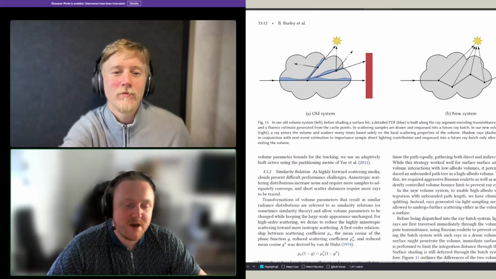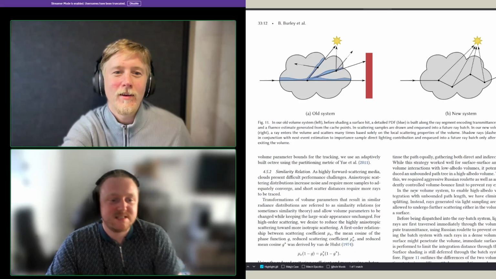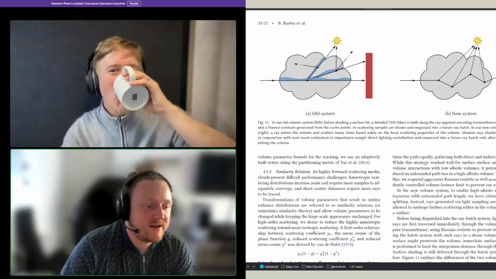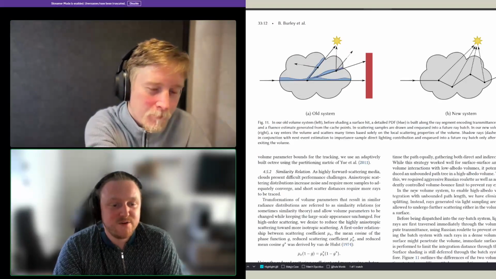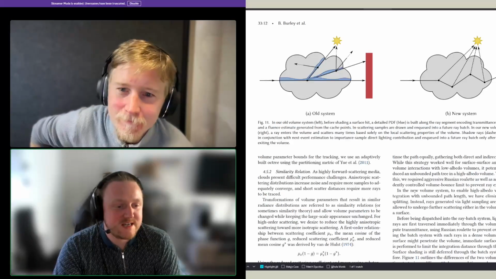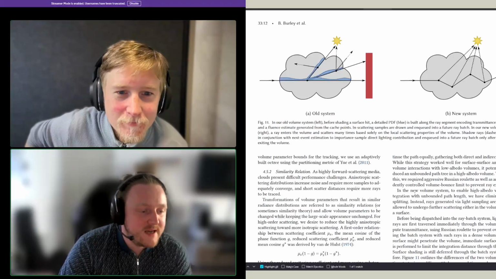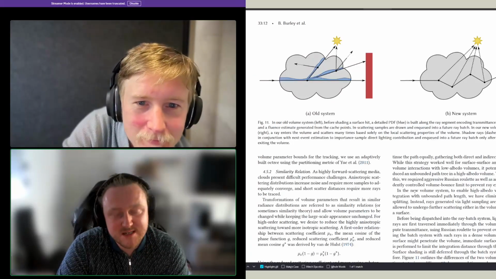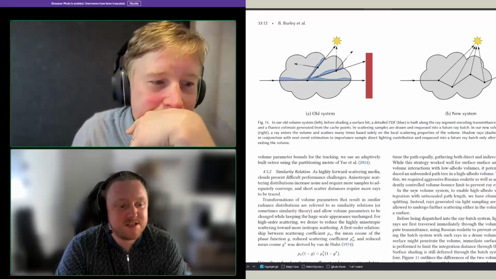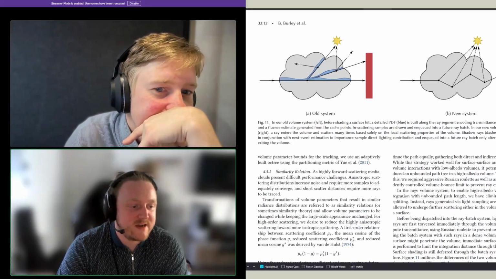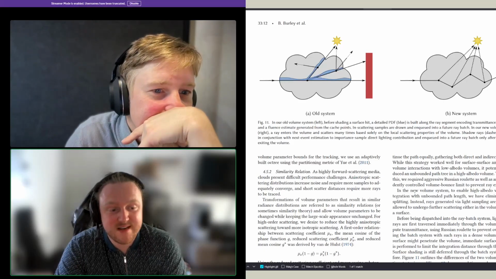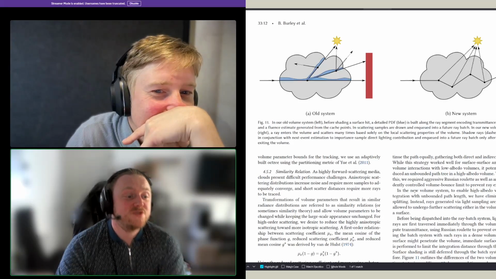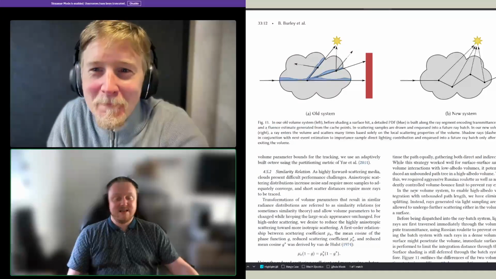I'll read figure 11 while you're finding your notes. In our old volume system, before shading a surface hit, a detailed PDF is split along the ray segment encoding transmittance, extinction, and a fluorescence estimate generated from the cache points. In scattering, samples are drawn and enqueued into a future ray batch. In our new volume system, pictured on the right for YouTube viewers, a ray enters the volume and scatters many times based solely on the local scattering properties of the volume. Shadow rays, dashed, are used in conjunction with next event estimation to importance sample direct lighting contribution and enqueued into a future ray batch only after completely exiting the volume.